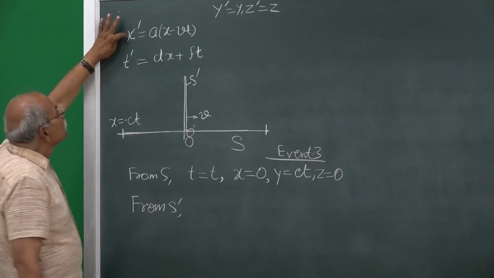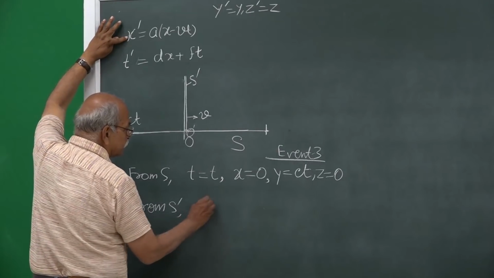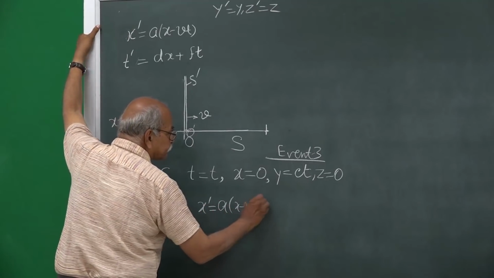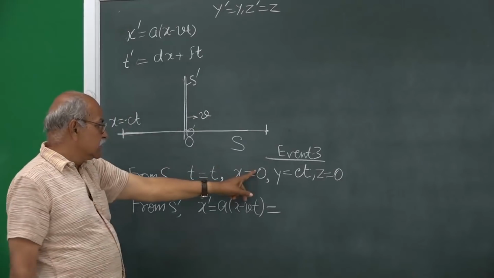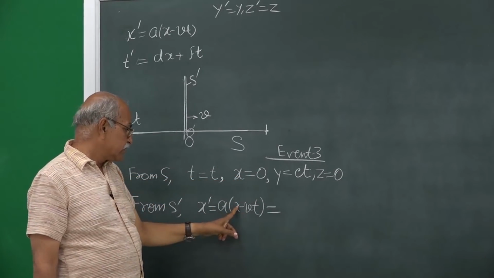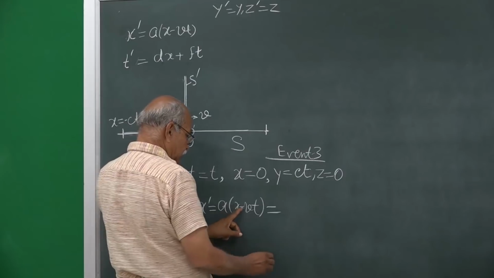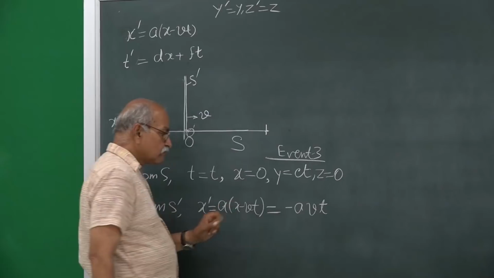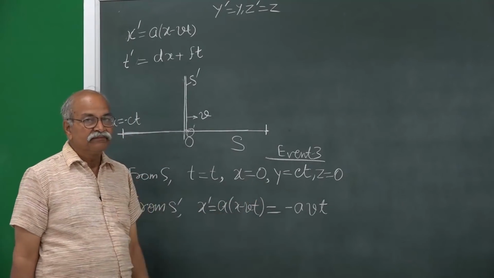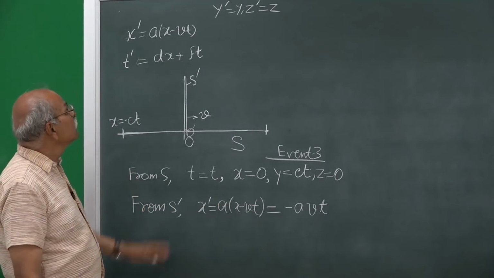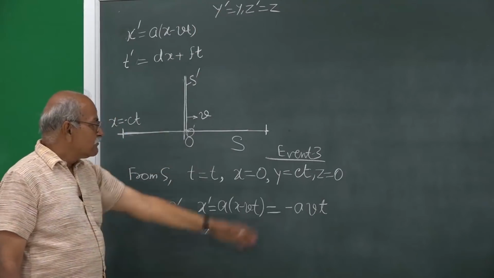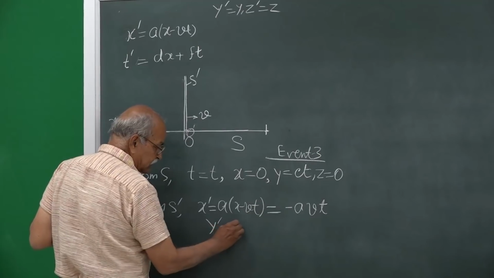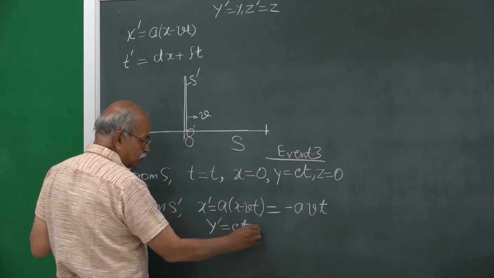So, x prime is equal to a into x minus v t, and x is 0. So, I will put 0 here, and therefore, x prime will be minus a v t. Y prime is equal to y, and y is c t. So, y prime is equal to c t, and of course, z prime is 0.